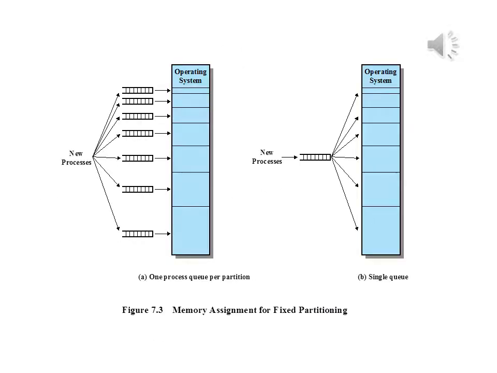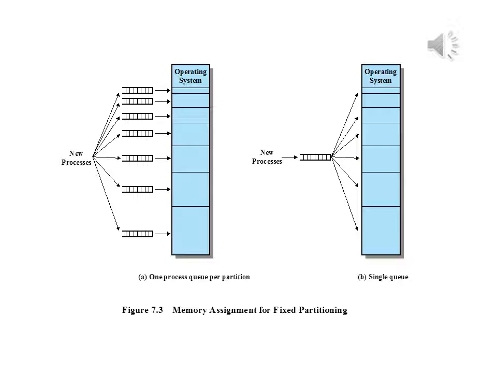Let's talk about a placement algorithm. With equal-sized partitions, the placement of processes in memory is trivial. As long as there is any available partition, a process can be loaded into that partition. Because all partitions are of equal size, it does not matter which partition is used. If all partitions are occupied with processes that are not ready to run, then one of these processes must be swapped out to make room for a new process. Which one to swap out is a scheduling decision. This topic will be discussed later in the course.